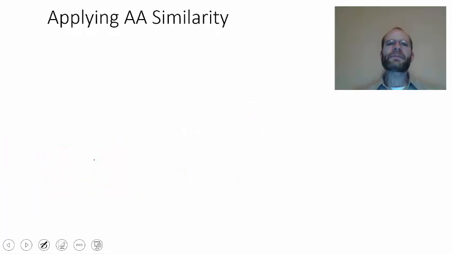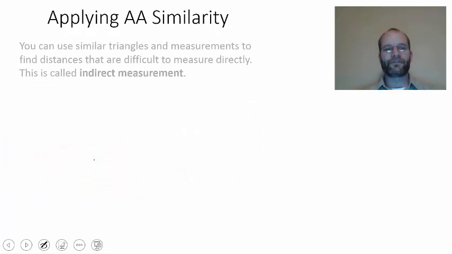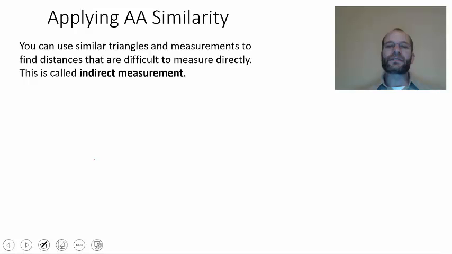What are some other ways we can apply angle-angle similarity? You can use similar triangles and measurements to find distances that are otherwise difficult to measure. This is called indirect measurement. In other words, maybe there are situations in which you can't just take out a tape measure or a meter stick and measure something, and the question becomes, can we find a different way to measure? Yes, we can use indirect measurement.